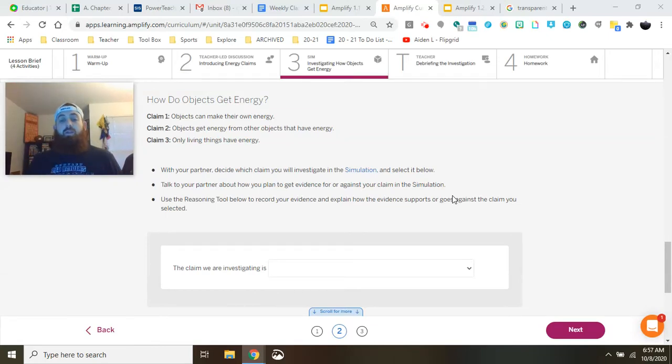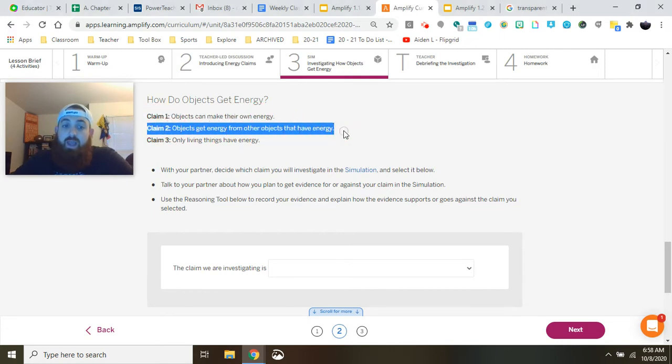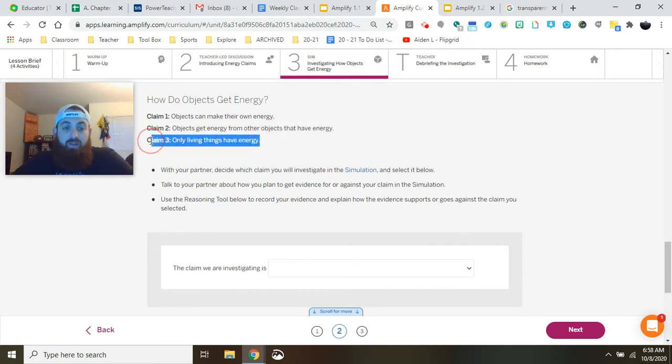And up to now, you've been looking at how a simulator has different evidence that you can observe as to how things get energy. And now we're going to be looking at how to complete the sorting tool that's going to help us organize our observations and use our observations as evidence to support our claim with some reasoning. Now, we're going to be looking at those three specific claims we started with. Number one, objects can make their own energy. Number two, objects get energy from other objects that have energy. And then number three, only living things have energy.